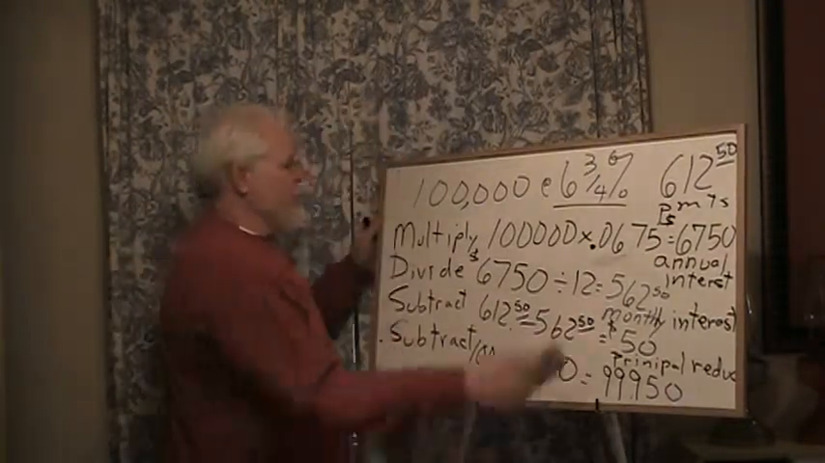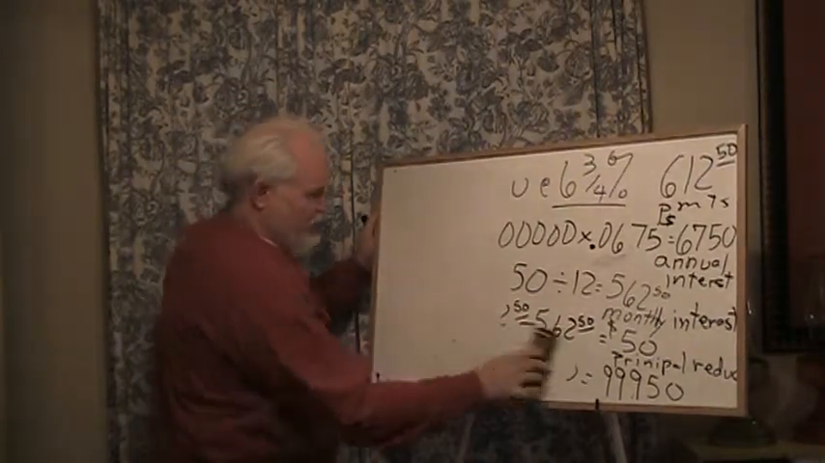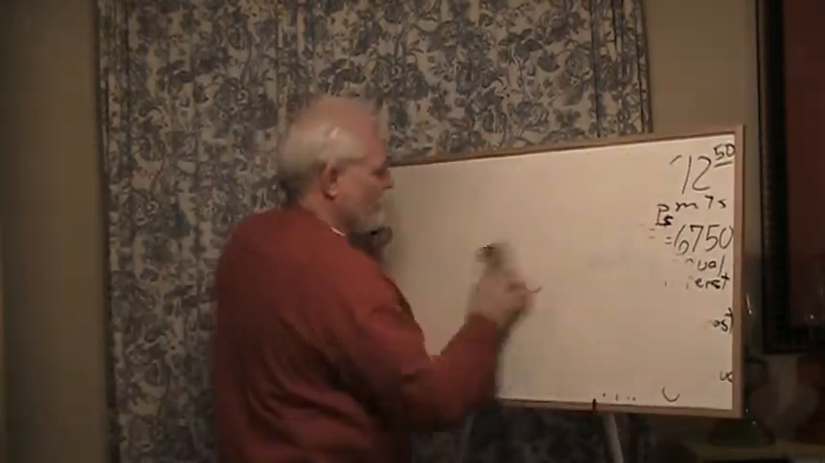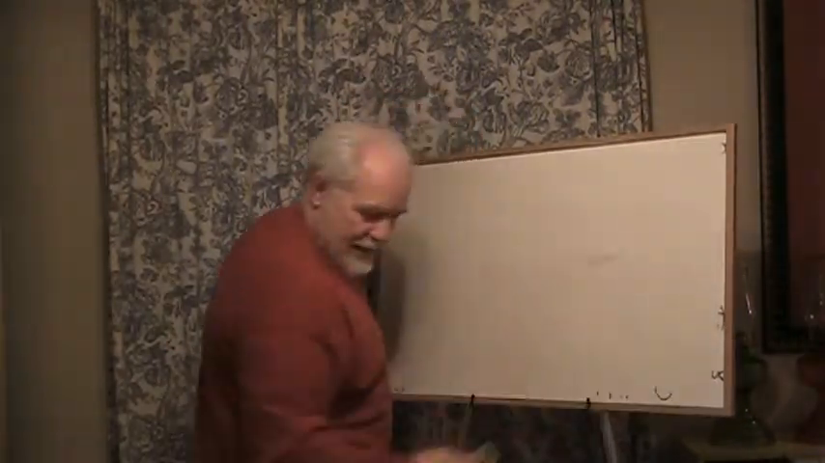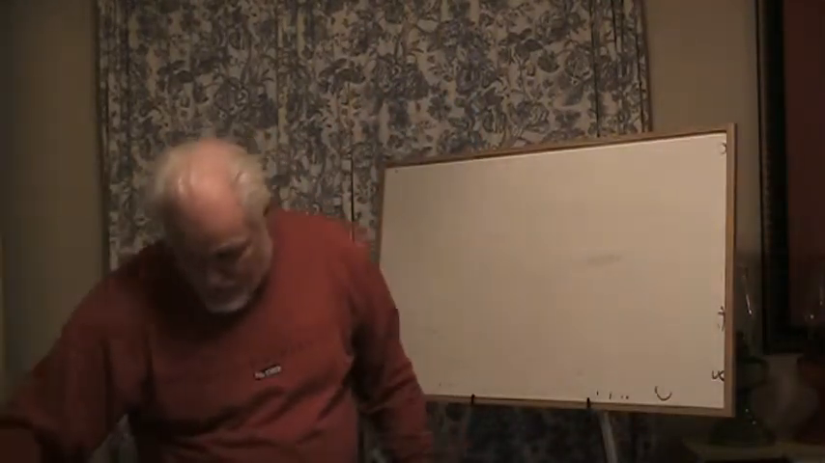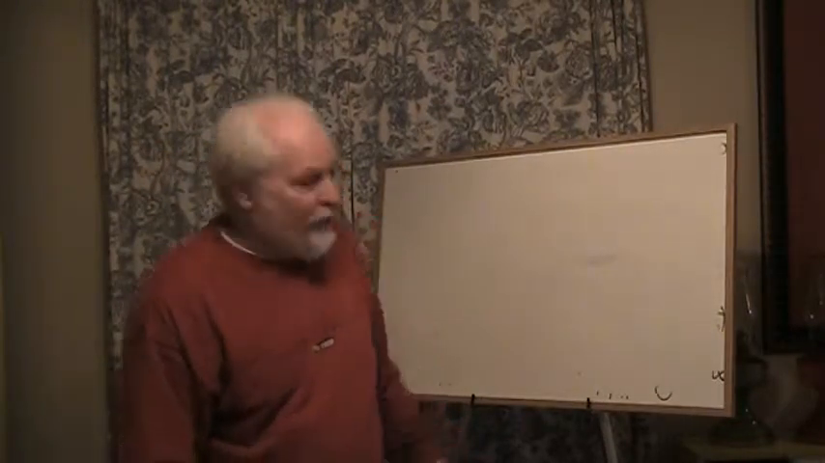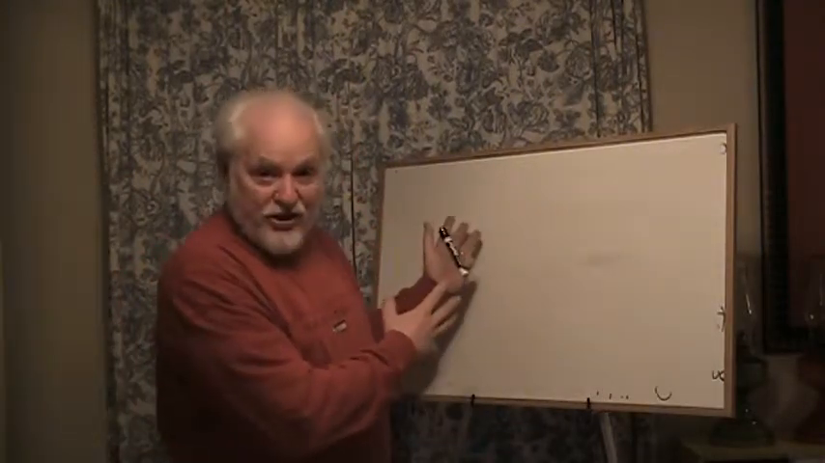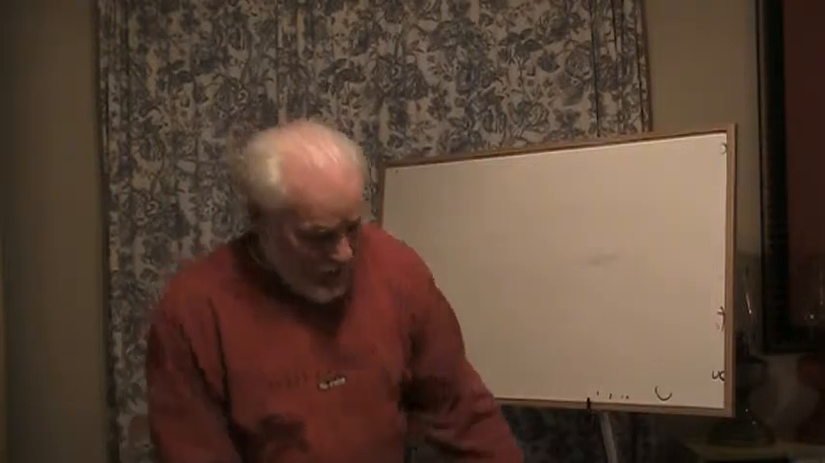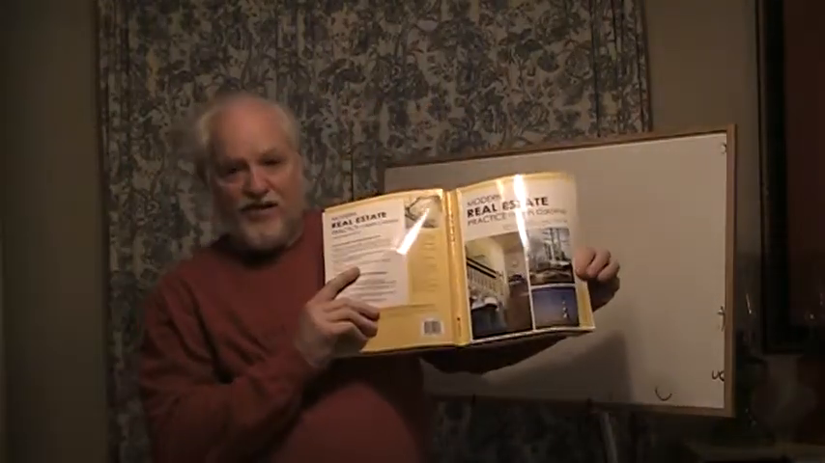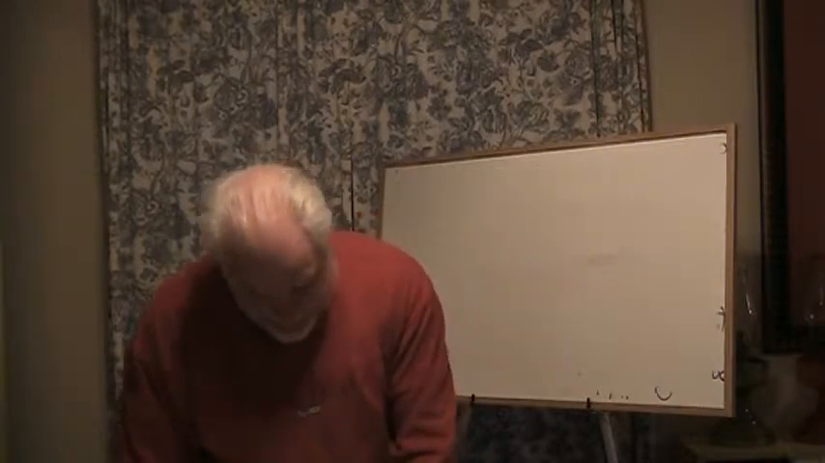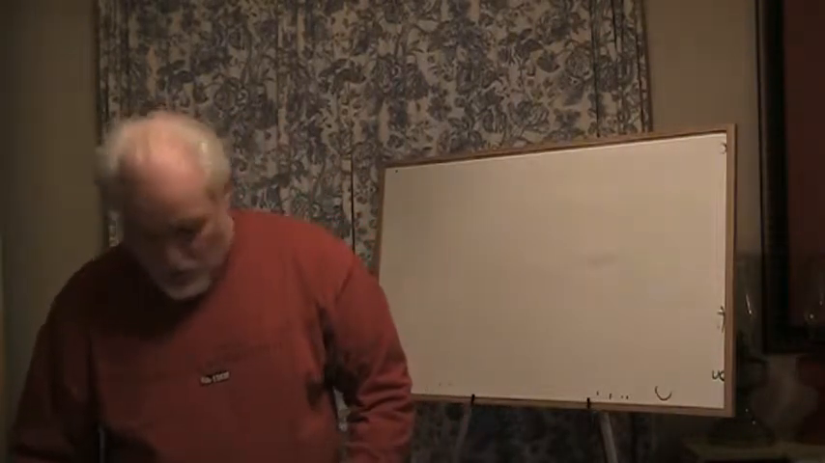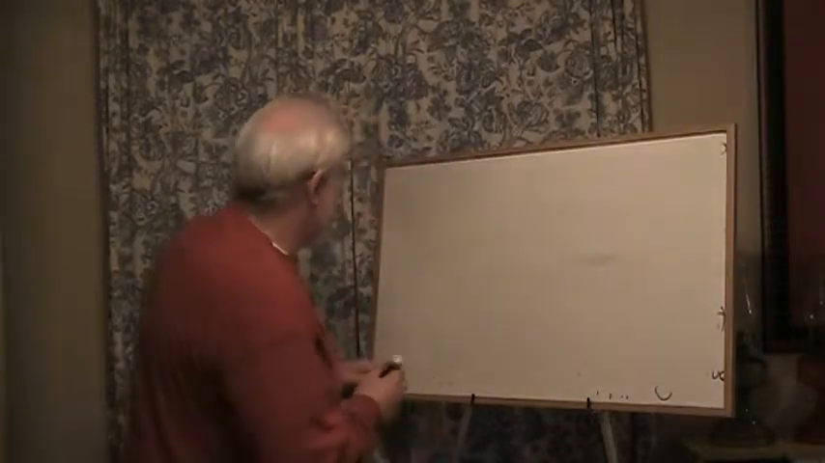All right, I'm erasing this and we're going to move on to something else. By the way, if you look on page 284 in your book, what I just did, amortization, is on page 284 in this book, if you got this book. That's Modern Real Estate Practices in North Carolina.